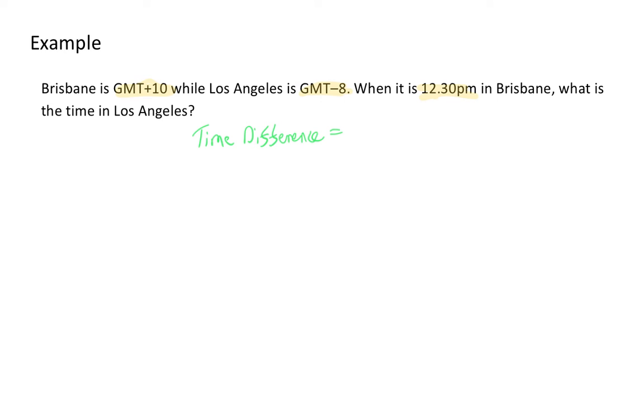So the time difference between Brisbane and Los Angeles, I take my larger number, so +10, and then I'm going to subtract my smaller number, which is -8. So +10 minus -8 is going to be 18 hours. So I know that there's going to be 18 hours difference between Brisbane and Los Angeles. And because Brisbane has the larger time zone of +10, I know that Brisbane is going to be ahead of Los Angeles. So now that I know that Brisbane is 18 hours ahead of Los Angeles, I can go ahead and work out what the time is going to be in Los Angeles when it's 12:30 p.m.